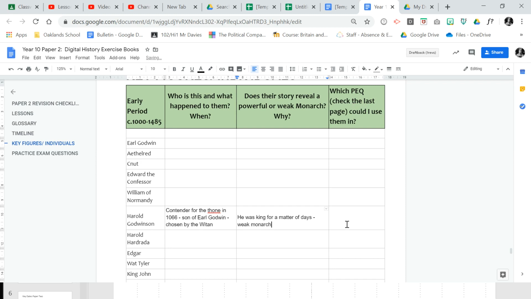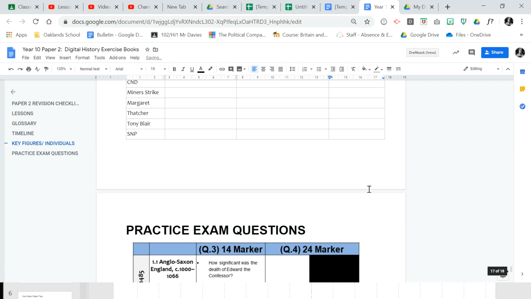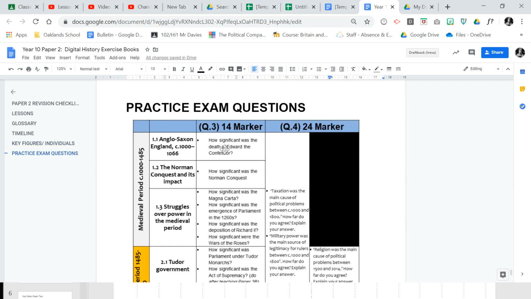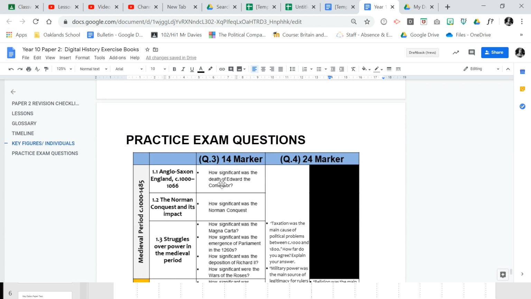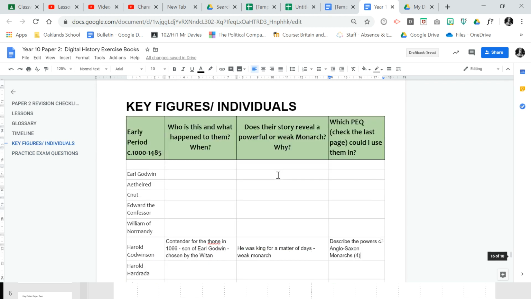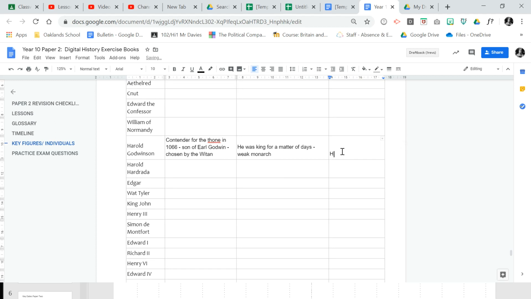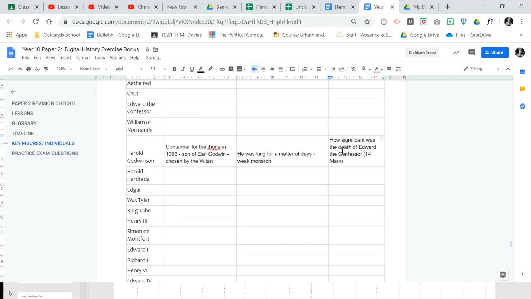And the PQ thing, well, that's an extra task. I might say, well, describe the powers of Anglo-Saxon monarchs. That's something that I've taken from all the way down at the bottom here, some practice exam questions. Although actually cheekily I've not used the ones that are there. It could be how significant was the death of Edward the Confessor. Let me be a bit more specific. Okay, that's a 14-mark question. So that is all the activities based in here.